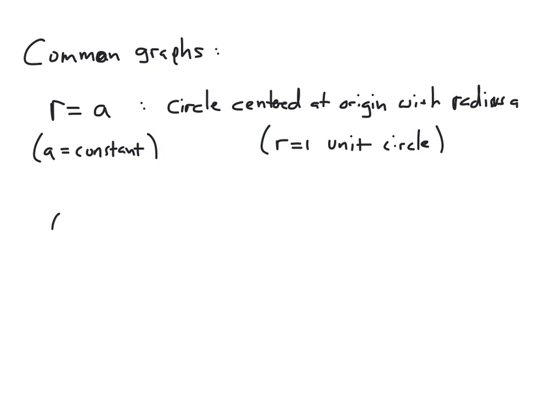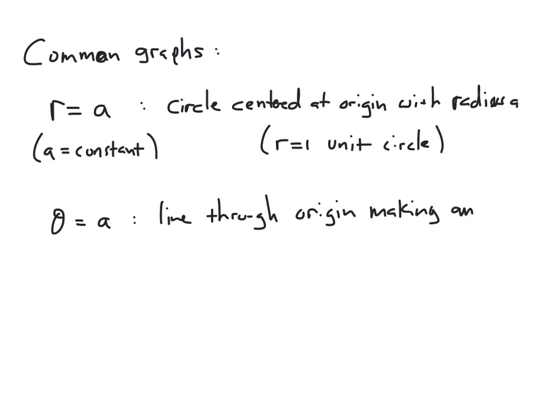Another common graph comes from setting the other variable equal to a constant. So if theta equals a, theta in polar coordinates describes the angle made with the positive x-axis. So theta equals a describes all the points that make an angle of a radians with the positive x-axis. So this is a line through the origin making an angle of a radians with the positive x-axis.